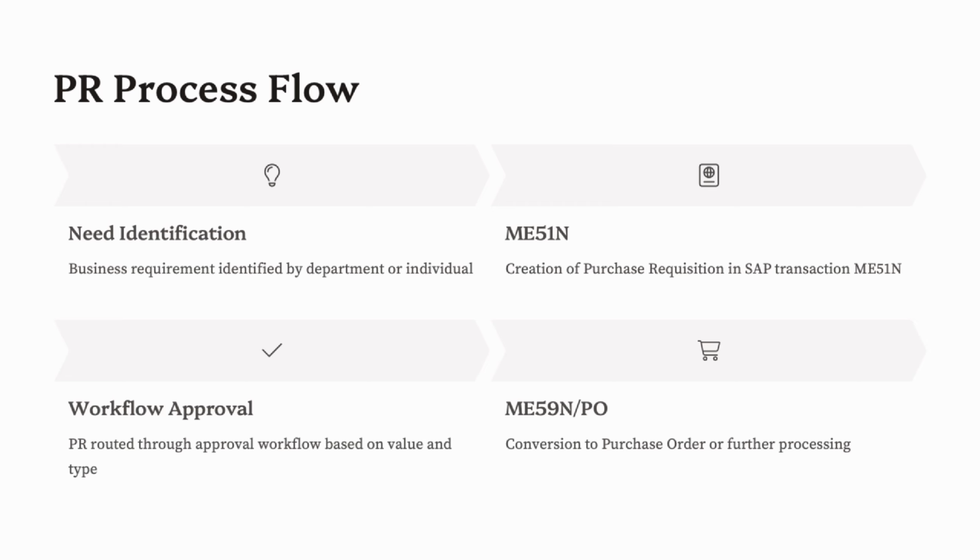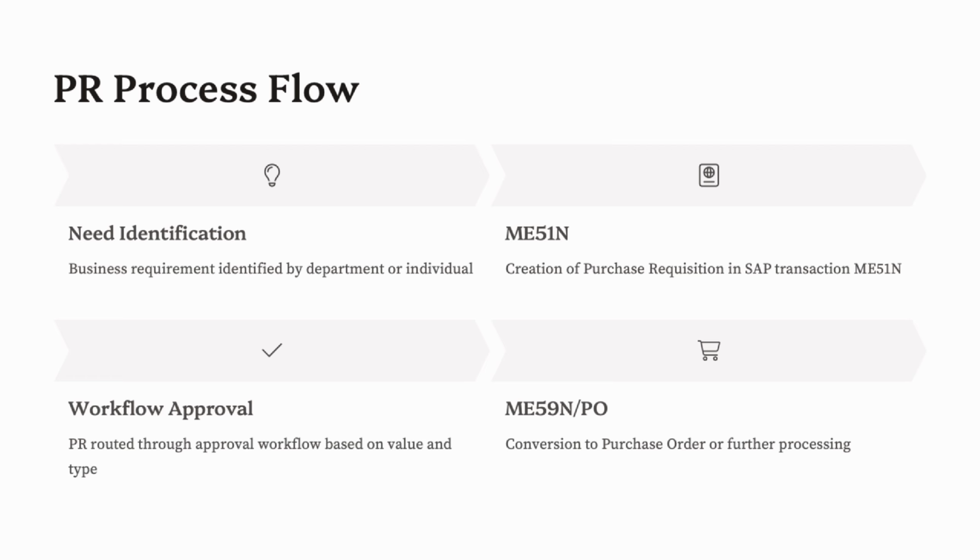1.3 Typical PR scenarios. Raw material replenishment. A production planner identifies low stock of raw plastic beads. They create a PR for 5,000 kilograms with a required delivery date next week, assigned to plant 1000, storage location 0001, and cost center 3200.